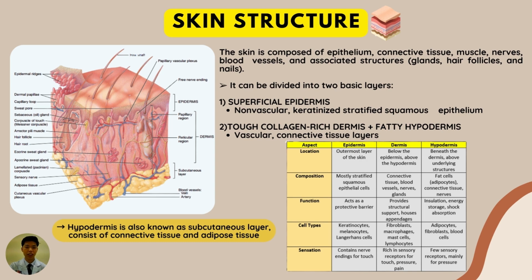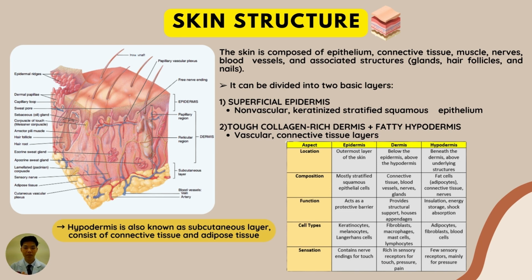The first one is superficial epidermis. It consists of non-vascular keratinized stratified squamous epithelium, and for the second layer, tough collagen-rich dermis plus fatty hypodermis. Okay, for your information, hypodermis is also known as subcutaneous layer, consists of connective tissue and adipose tissue.